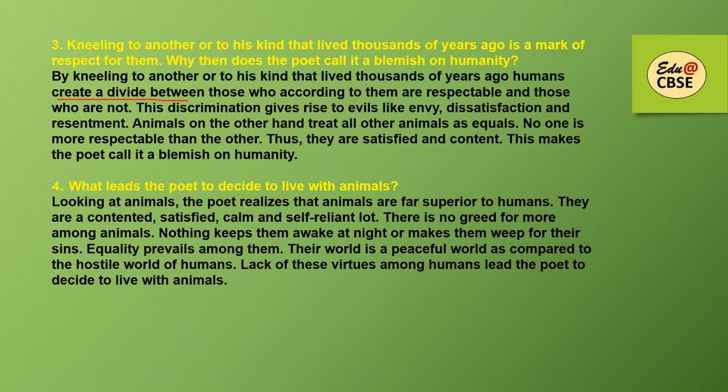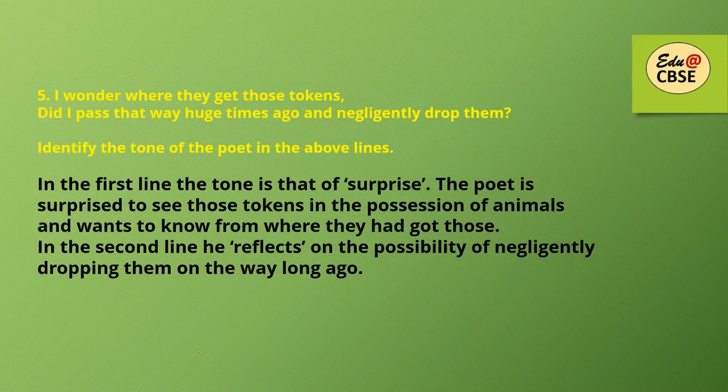So हमने पहले qualities बता देनी है जो animals में है और फिर हमने बताना है कि human beings में ये जो qualities है अब नजर नहीं आ रही. So lack of these virtues जो है इसके कारण poet जो है उसने decide किया है कि वो animals के साथ रहेगा. Now the next one. I wonder where they get those tokens. Did I pass that way huge times ago and negligently drop them?